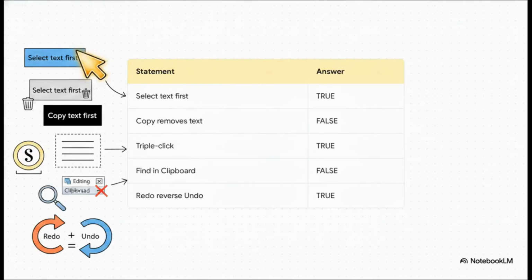Now let's put your true or false logic to the test. Statement 1 is true. That's our golden rule. You absolutely must select text first. Statement 2, clearly false because, as we know, copying duplicates text. It doesn't remove it at all. Statement 3 is true. A quick triple click grabs the whole paragraph. Statement 4 is false. Find and replace hang out in the editing group, not the clipboard group. And statement 5 is true. Redo is the exact opposite of undo.